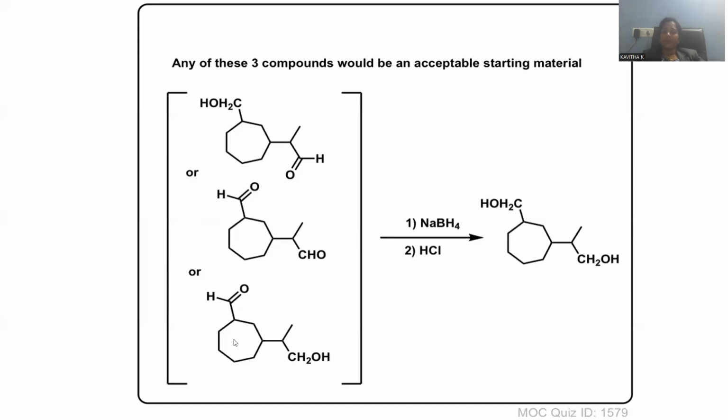Let me go with case number 3. There is an aldehyde on one edge, alcohol on the other edge. The alcohol is already reduced, ignore this. This remains as such. Only the aldehyde will be transformed into alcohol by the reduction. So this is also giving the same product. Though we have different starting materials, the expected product is the same.